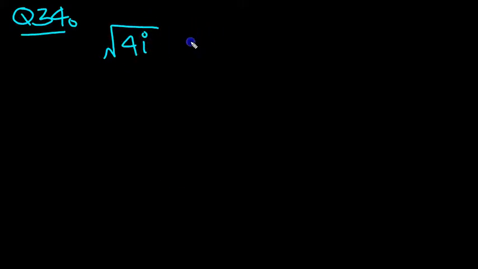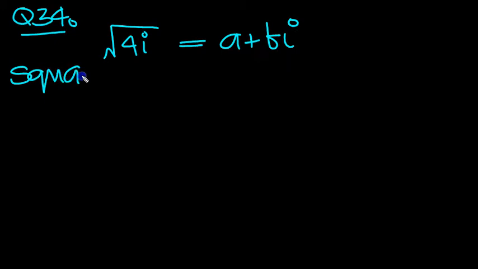Find the square root of 4i then. Let's let that equal a plus bi. Square both sides and see what we get.